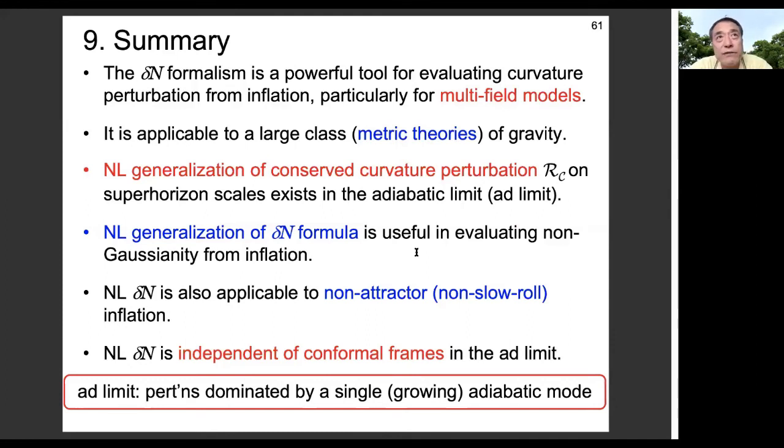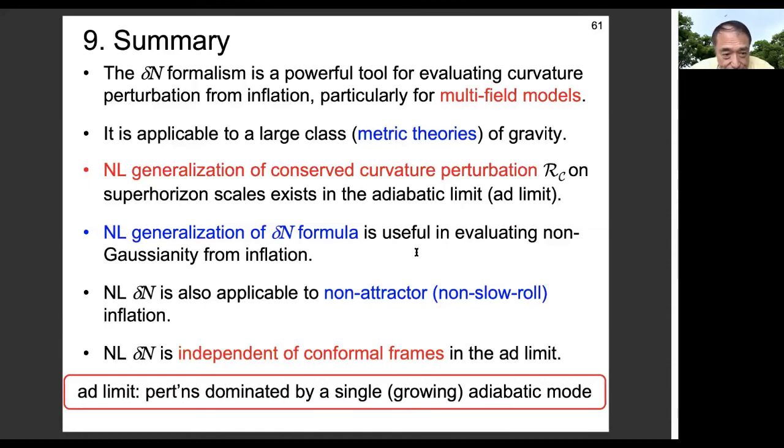Again, when you write down all this nonlinear case, I didn't use the theory except for the energy momentum conservation law. So again, in the adiabatic limit, independent of theory of gravity or anything, you can formulate delta n formalism, which is very useful in evaluating non-Gaussianity and so on. And yes, as I said, it can be applied to some non-slow roll model of inflation.